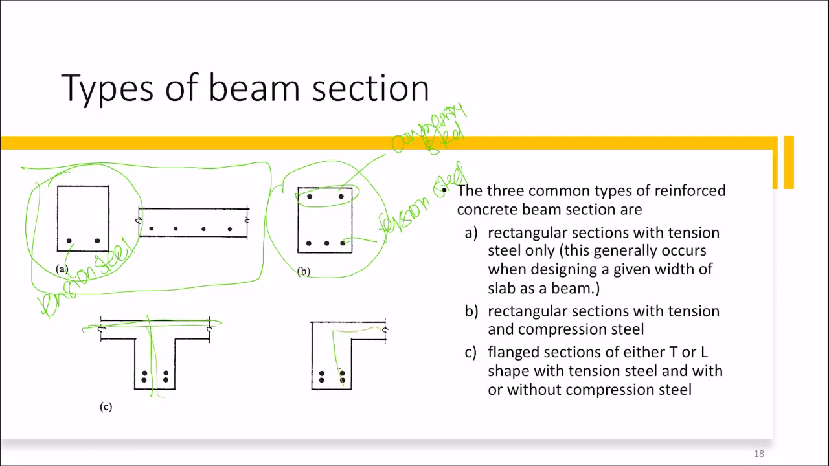Okay. In our syllabus, we are just going to learn up until this one, A sahaja. Another two ni kita tak belajar. The design macam mana, just a simple one which is the rectangular section with tension steel.